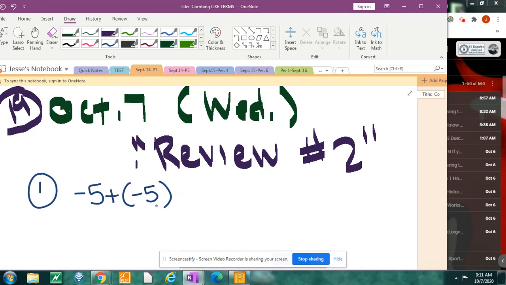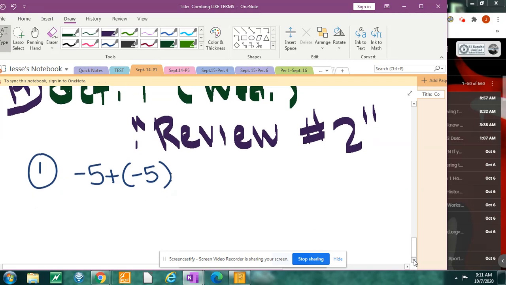So -5 plus -5 is not positive. Negative and negative is positive when you multiply. But I didn't say -5 times -5. I said -5 plus a -5. So I'm going to do what? The T chart, right? Remember that? That's from day 1, 4 weeks ago.